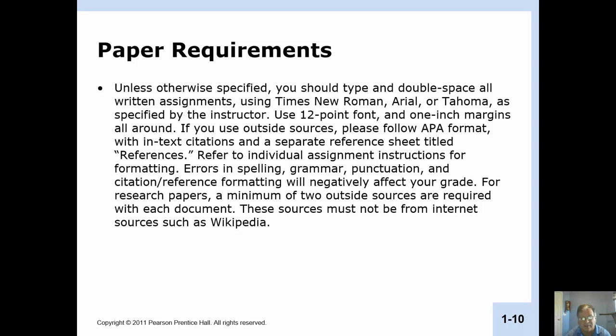Those outside sources cannot be of the form of internet sources such as Wikipedia. I mean, they can be articles, but they can't be in the form of something like Wikipedia, which gives you a description that can actually be altered by people adding information, etc. So again, the basics here are, we need to have some outside independent sources providing you information about your paper.